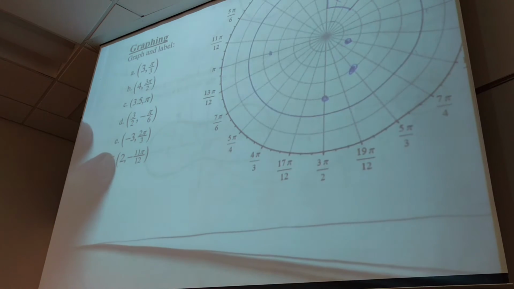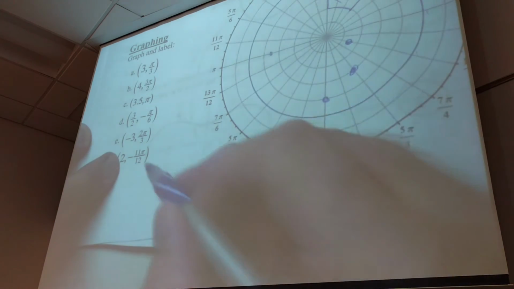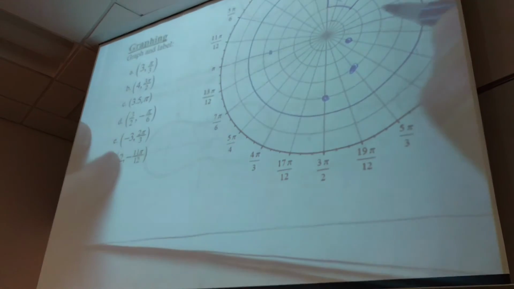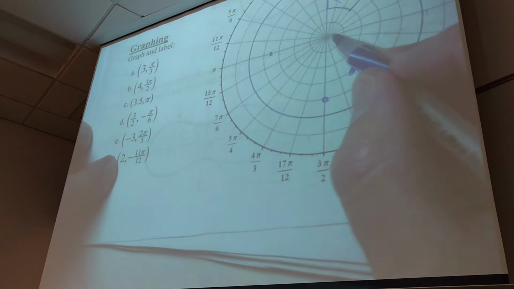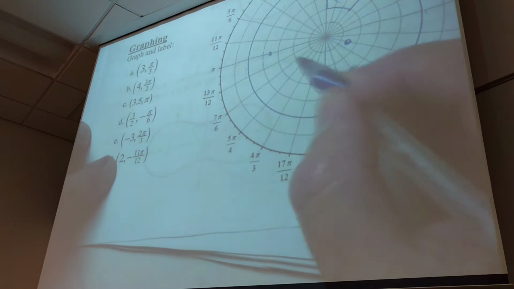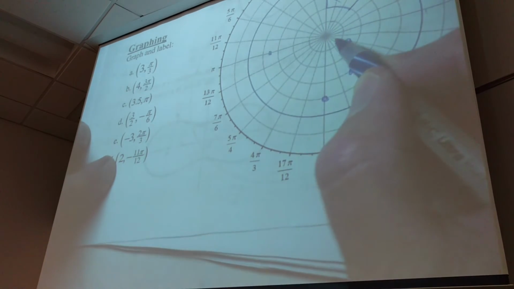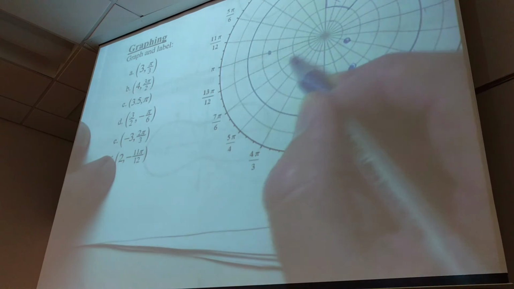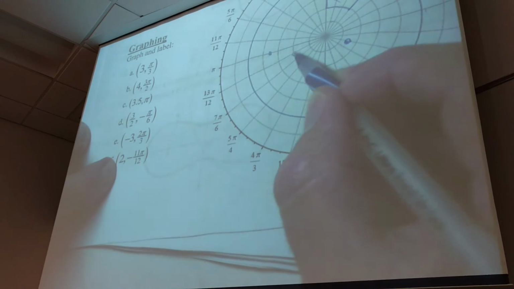And then finally I'm going to look at negative 11 pi over 12. Where's that going to be? I'm going to go back 11 pi over 12, so that's actually going to end up at 13 pi over 12. If I go back 11 pi over 12, I'm going to end up at 13 pi over 12. And then I want to go 2 in that direction.